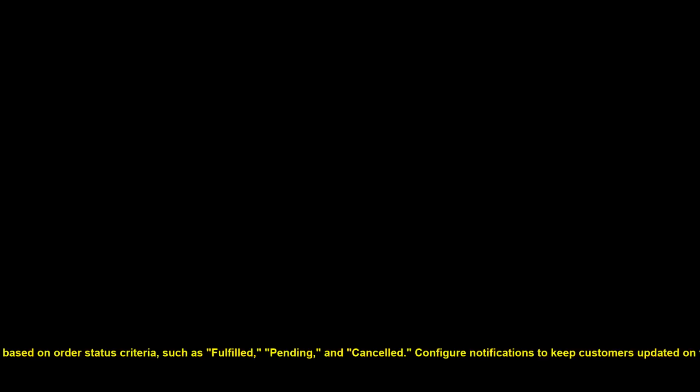Next, navigate to Triggers in the Zendesk Admin panel. Create a new trigger to automate responses for order inquiries. Define conditions based on order status criteria, such as fulfilled, pending, and canceled. Configure notifications to keep customers informed.